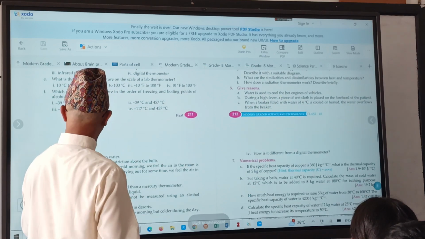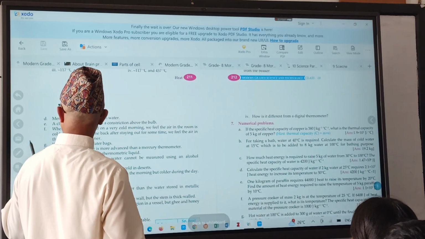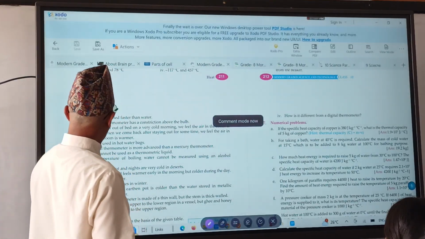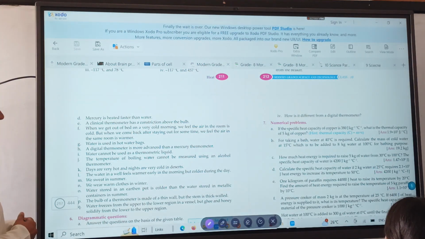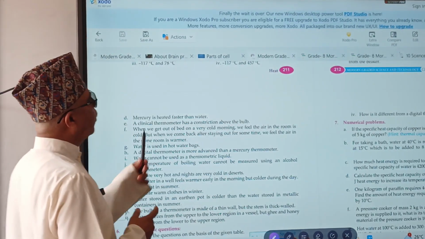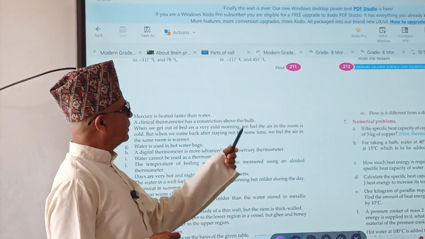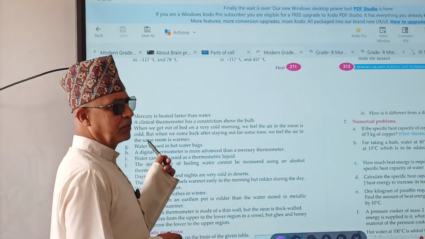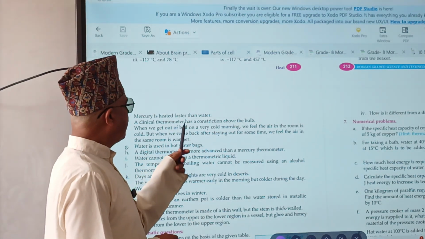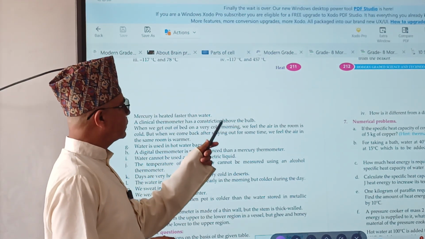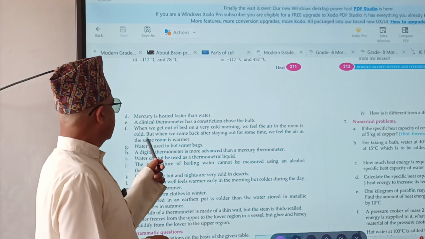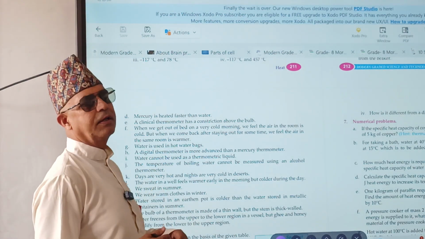Now what is the next question? When we get out of bed on a very cold morning, we feel the air in the room is cold. But when we come back after staying out for some time, we feel the air in the same room is warmer. Why?